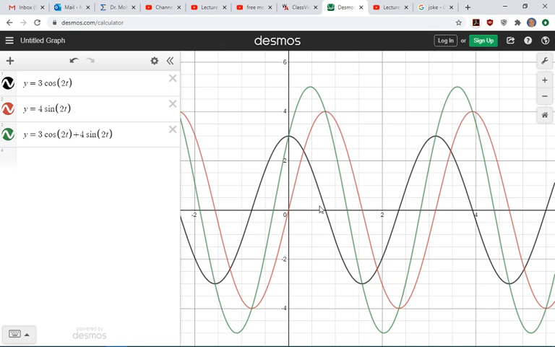Let's remember, the black one was the 3 cosine, the red one was 4 sine, all the same frequency, and the green one is the sum of the black and the red. You notice where the high point of this thing is? The high point is exactly at the length of the hypotenuse of a right triangle whose legs are 3 and 4. That's where the height is going to happen. High of 5, low of -5.